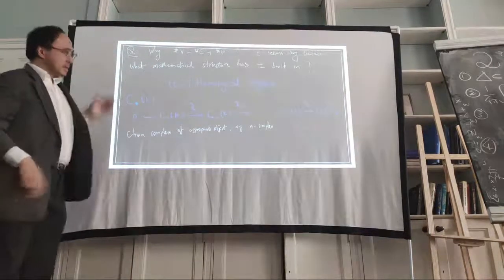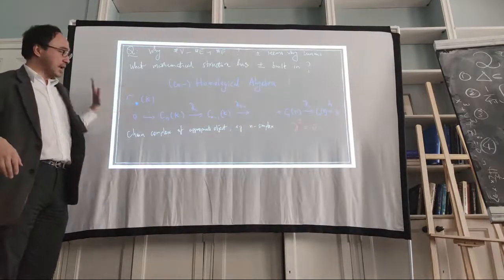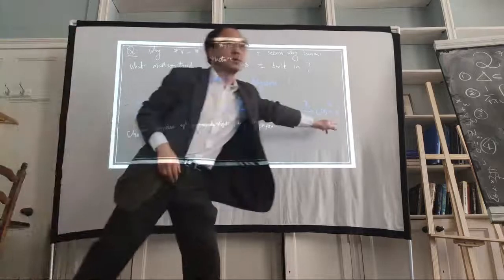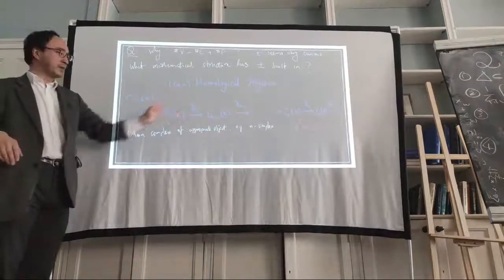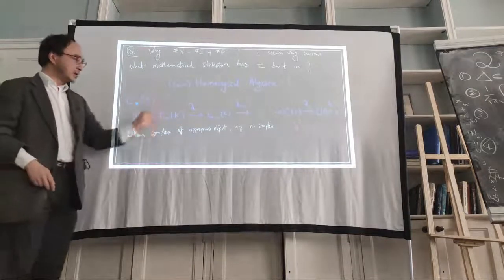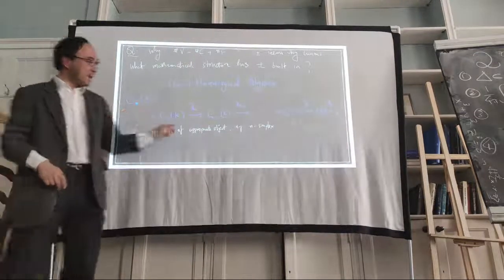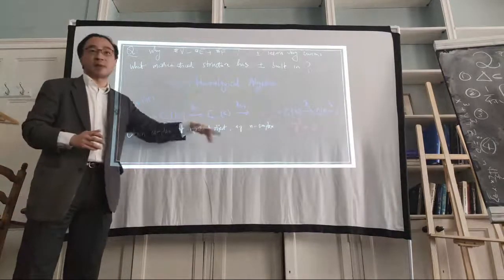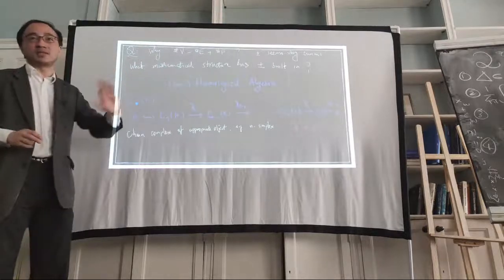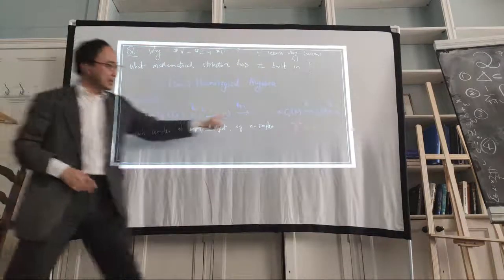So basically, I'm not even going to specify what C means. I'm just going to say, let there be a complex, which is of this form, which you can just think about as a sequence of vector spaces indexed by some integer n, such that there are maps between them, call them boundary maps, co-boundary maps, D maps, derivative, doesn't matter. And this boundary map has the property that D squared is equal to zero.